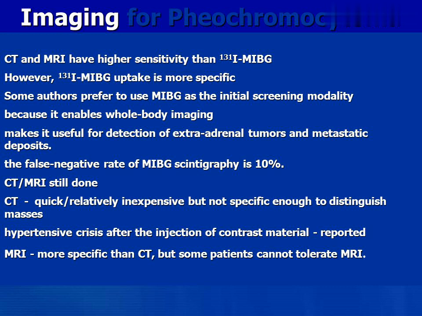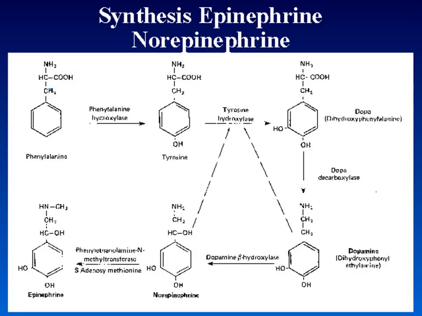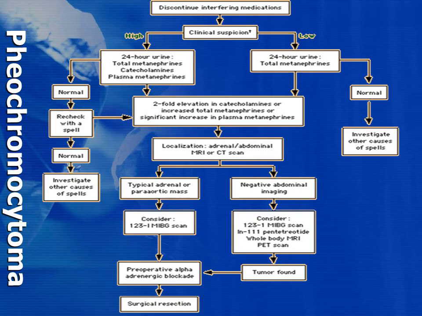CT and MRI are still done. CT is quick and relatively inexpensive but not specific enough to distinguish masses. Hypertensive crisis after the injection of contrast material has been reported. MRI is more specific than CT, but some patients cannot tolerate MRI. Pheochromocytoma.